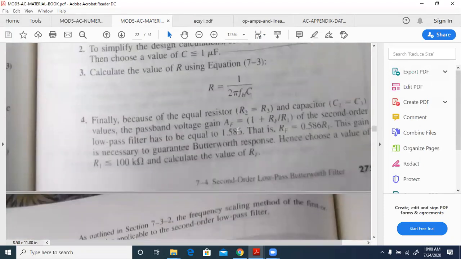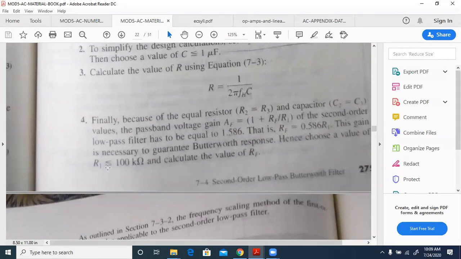Then for the passband gain, the passband gain for the second order Butterworth filter is compulsorily 1.586. Only for this it is going to work. So for that, RF will be equal to 0.586 R1. If you choose R1 equal to 10K, then RF will be equal to 5.86 kilo ohms. So for RF, you need to use a potentiometer of 10 kilo ohms and vary it in such a way that you get 5.86 kilo ohms if you choose R1 equal to 10 kilo ohms, right?